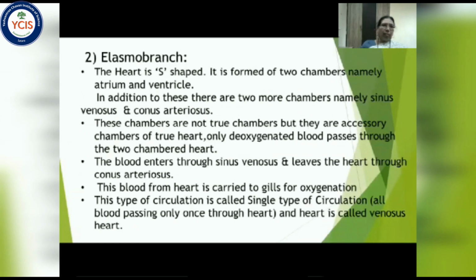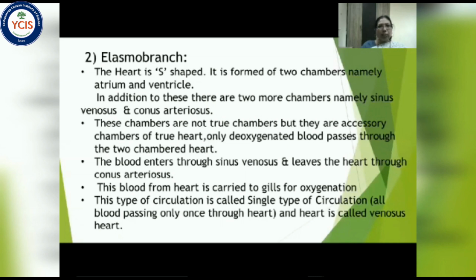Second, elasmobranch. The heart is S-shaped. It is formed of two chambers, namely atrium and ventricle. In addition to this, there are two more chambers, namely sinus venosus and conus arteriosus. These chambers are not true chambers, but they are accessory chambers of the true heart.